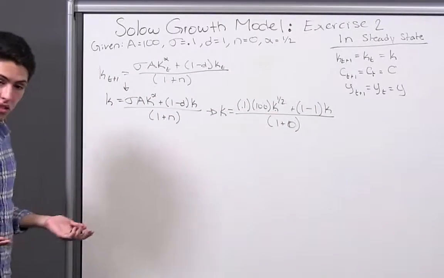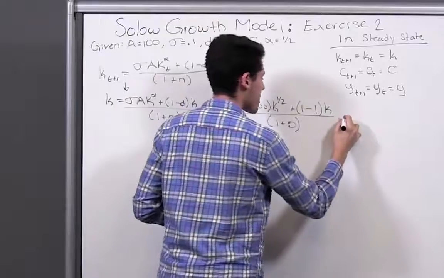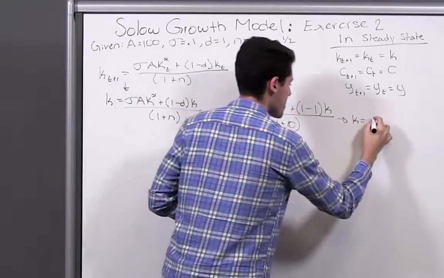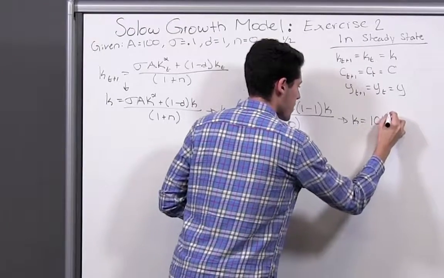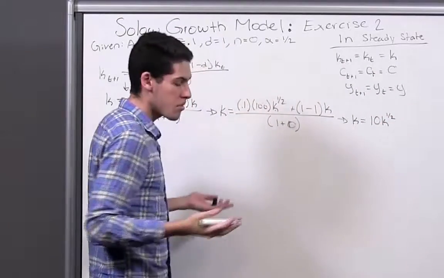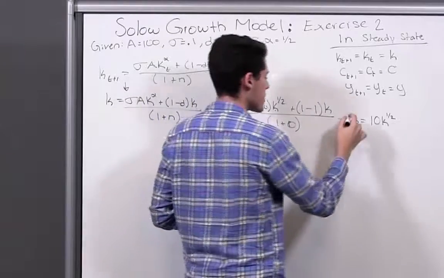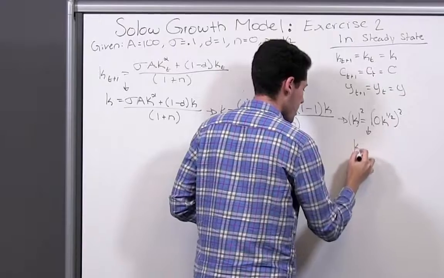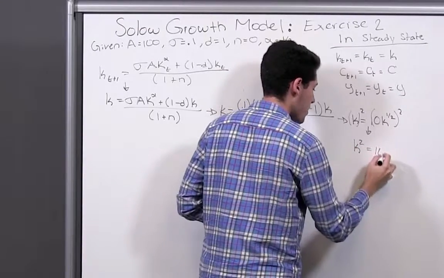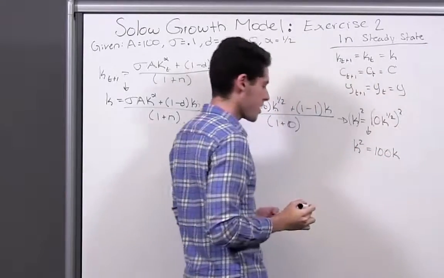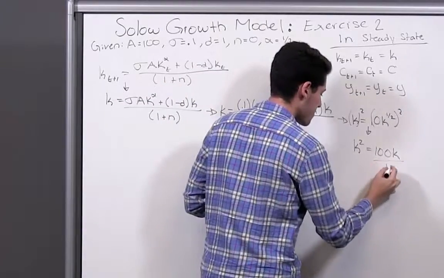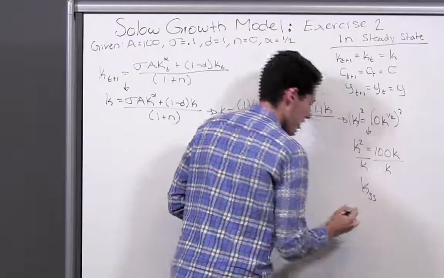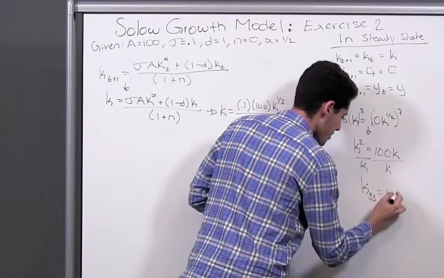All right? And so let's simplify this. This is the same thing as just k is equal to 10 k to the 1/2. All right? And so, just solving with a little bit of algebra, we square both sides, so that k squared is equal to 100k. Then we divide both sides by k. And so this tells us that capital in the steady state is equal to 100.